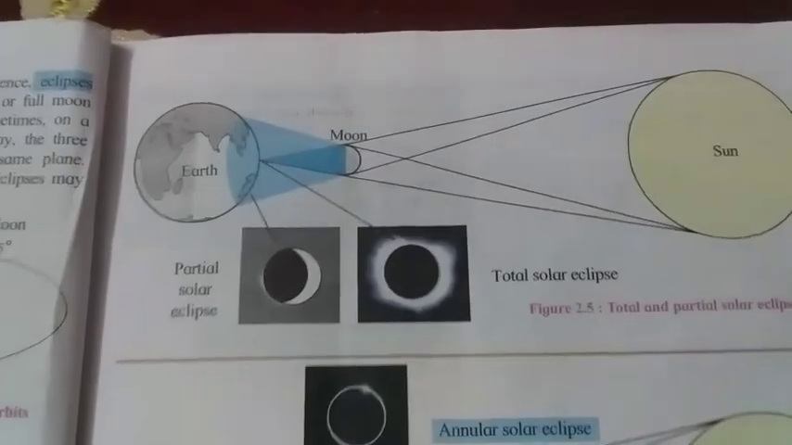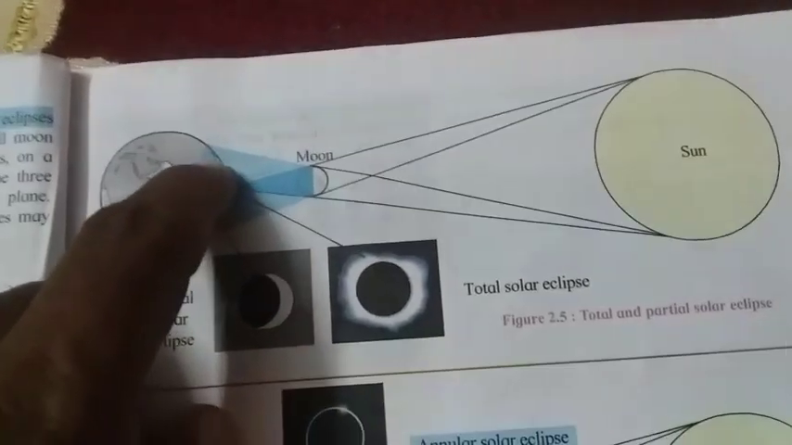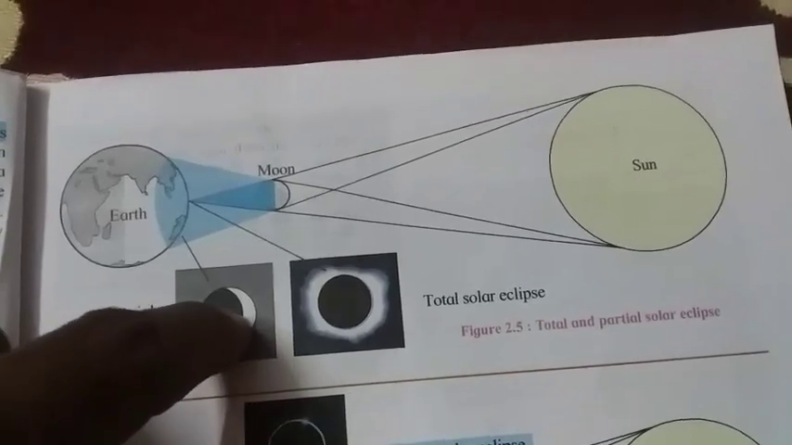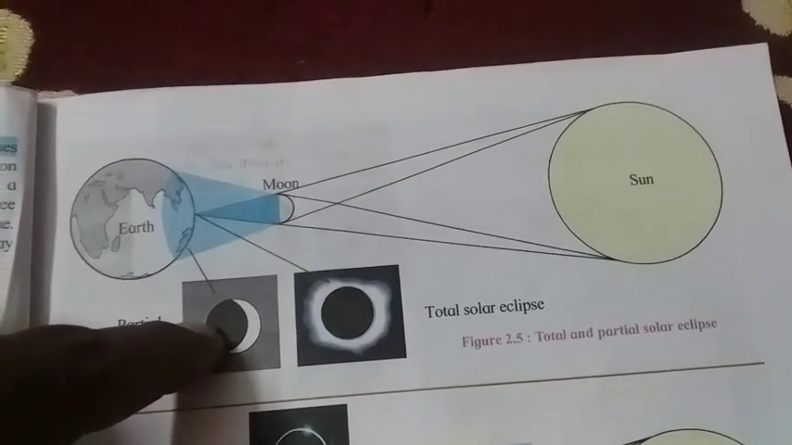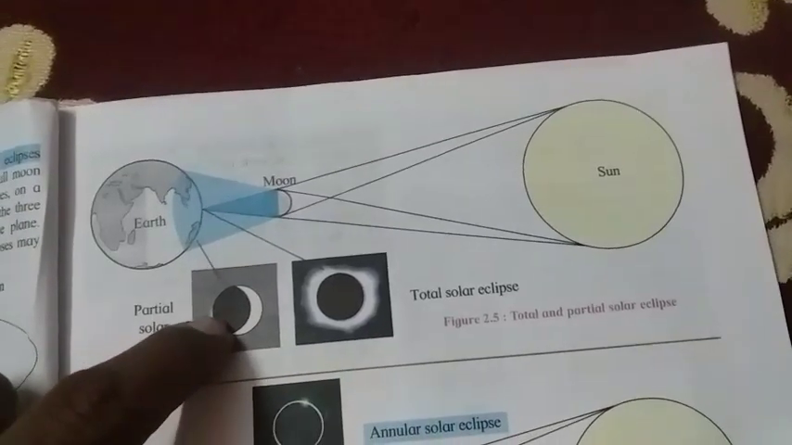However, during the same period, at the places where the shadow is lighter, the sun disk appears partially covered. This condition is described as a partial solar eclipse.